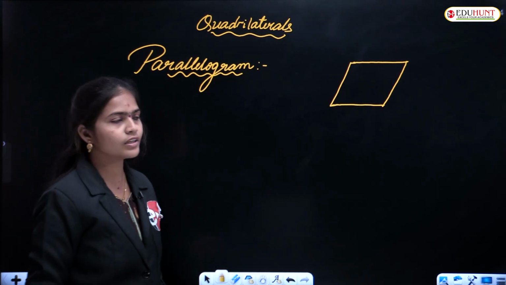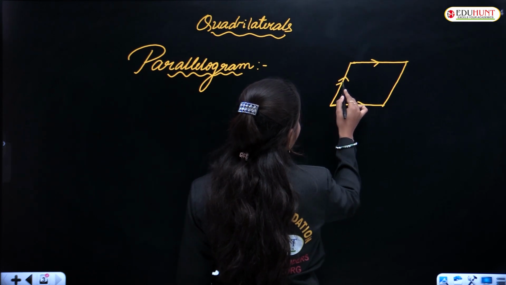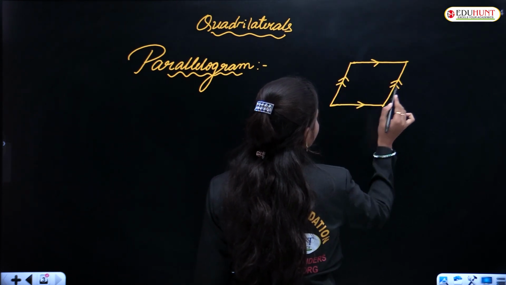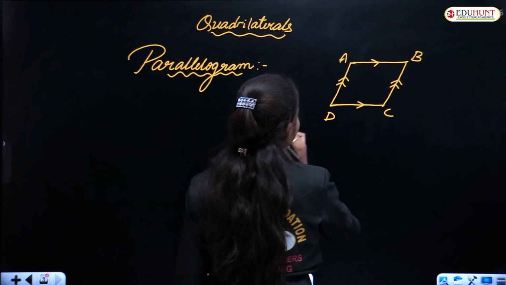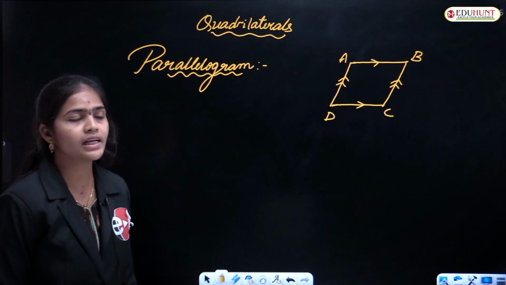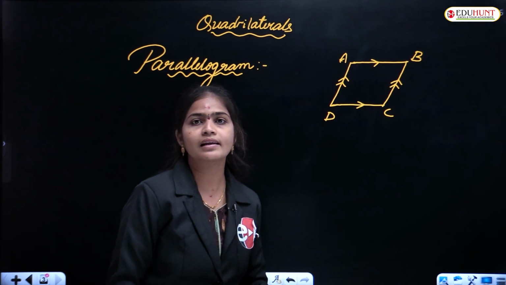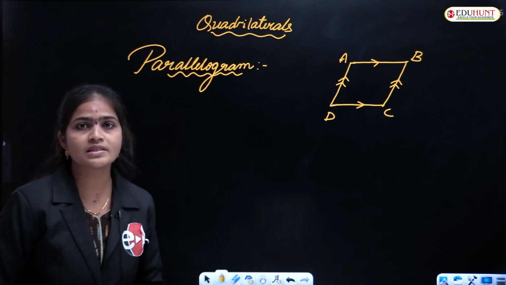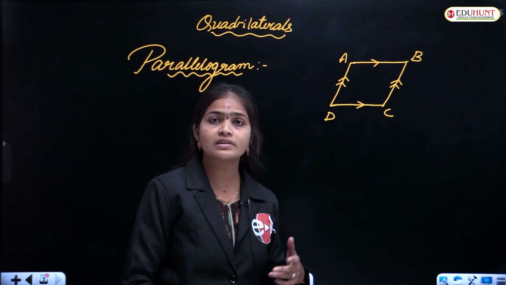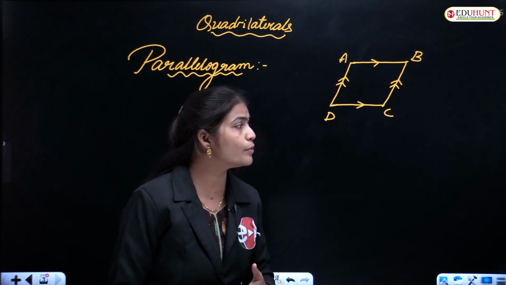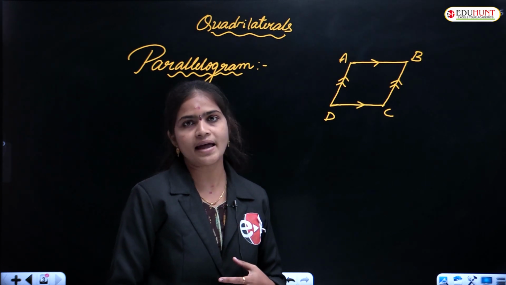This one only, the parallelogram here. Here two pairs of opposite sides are parallel. Okay, so here the parallelogram's name is ABCD. ABCD is a parallelogram. Okay children, so what is the parallelogram definition? In a quadrilateral, if both pairs of opposite sides are parallel, then we will call that quadrilateral a parallelogram.